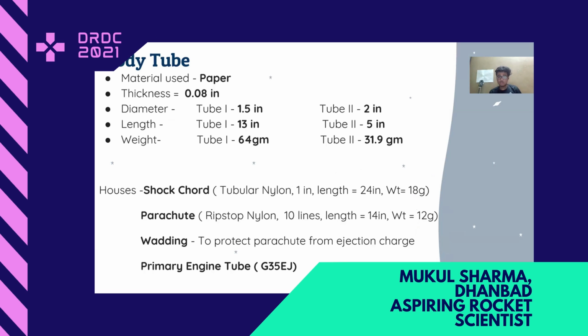Boarding is used to protect the parachute from the oncoming ejection charge. And then the second body tube houses our primary engine, which is G35EJ.